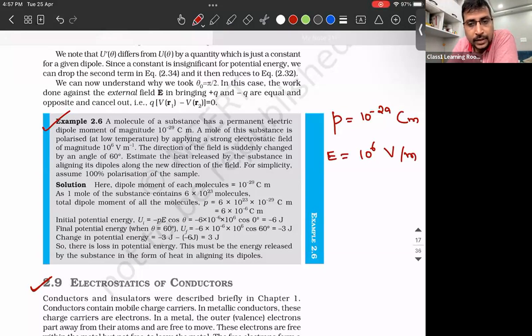The direction of the field is suddenly changed by an angle of 60 degrees. So theta is equal to 60 degrees, right? Estimate the heat released by the substance in aligning its dipole along the new direction of the field. For simplicity, assume 100% polarization of the sample. Okay. Now see what is going to happen: heat is going to appear here because of the change in potential energy.